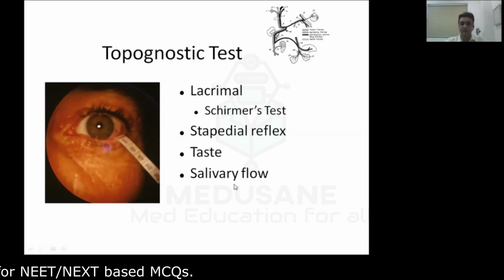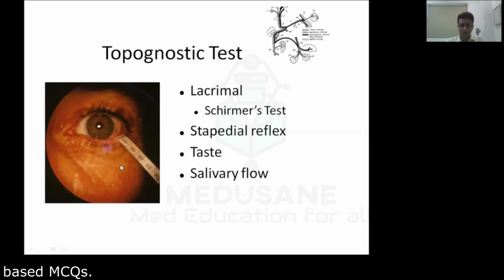So if we test clinically by putting a filter paper in the fornix of the eye and see the humidity on the paper, we can come to know whether the lacrimal flow is less or more. That is called Schirmer's eye test. If the lacrimation is reduced, that means the first branch of the facial nerve is not functioning very well. That means the injury of the nerve is above the level of the first genu or the geniculate ganglion.